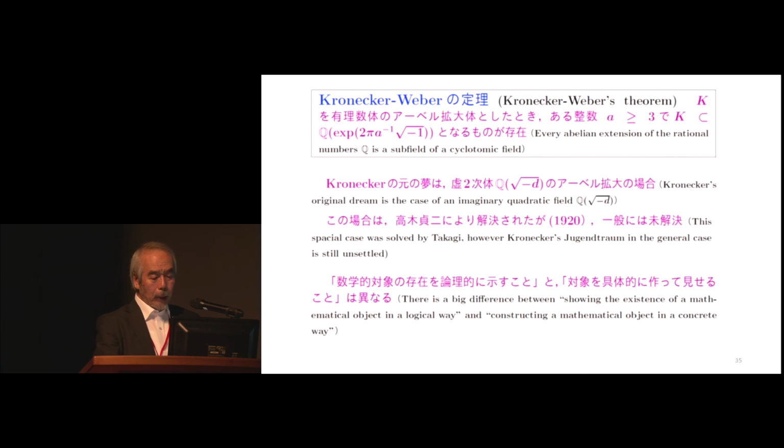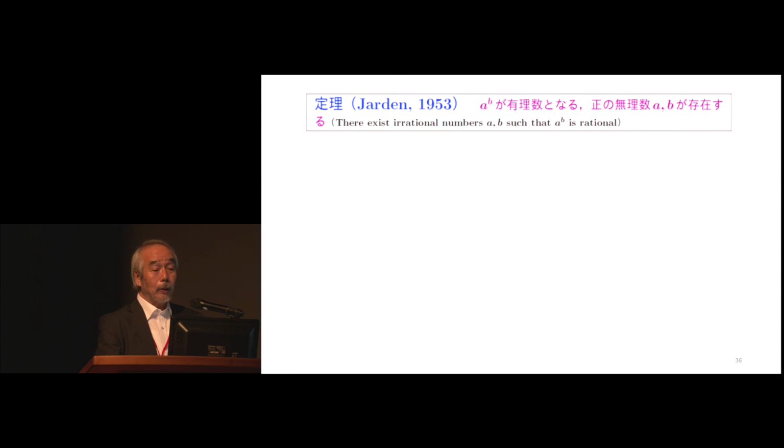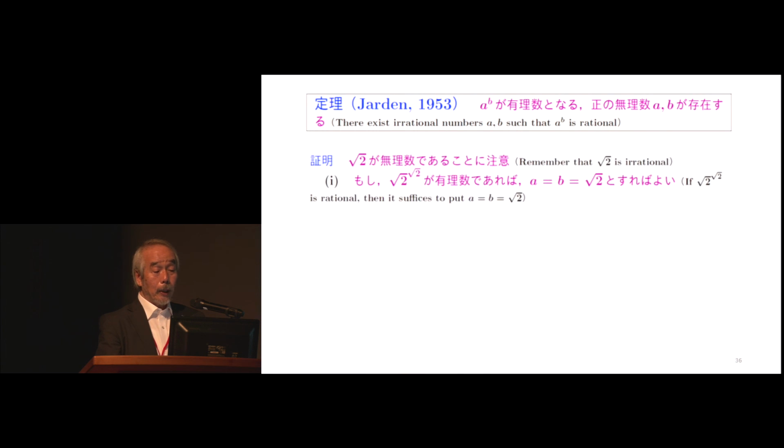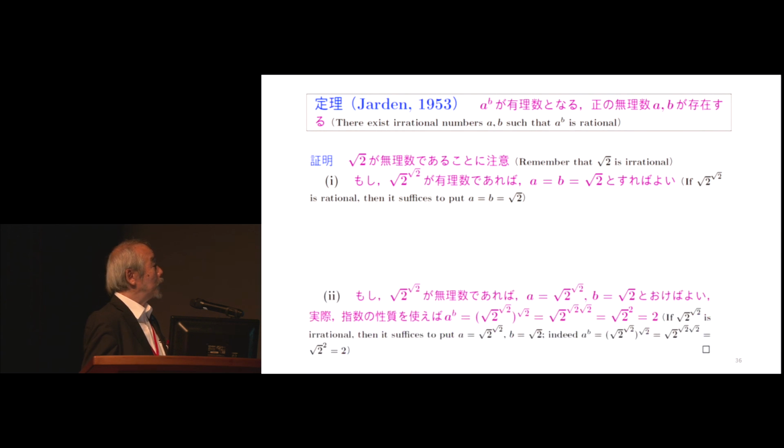There is a big difference between showing the existence of a mathematical object in a logical way and constructing a mathematical object in a concrete way. This is just one example I'm going to show you. There exist irrational numbers a, b, such that a to the power of b is rational. And the proof goes as follows. Root 2 is irrational. Everybody knows if you studied at high school. And if root 2 to the power of root 2 is rational, then it suffices to put a equal to b equal to root 2.